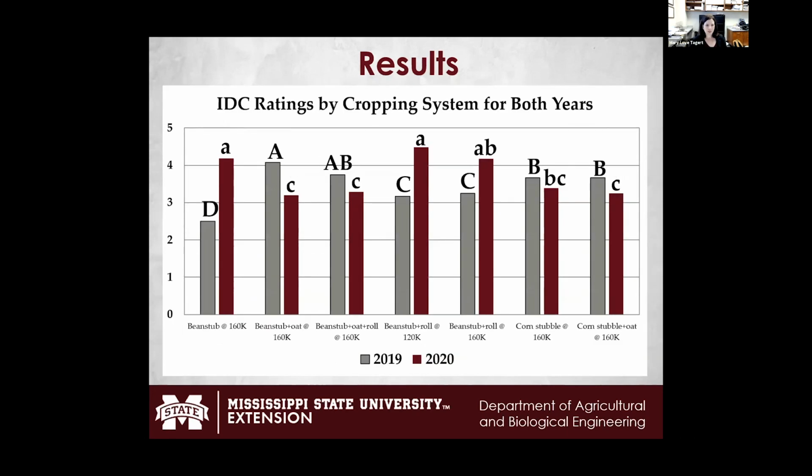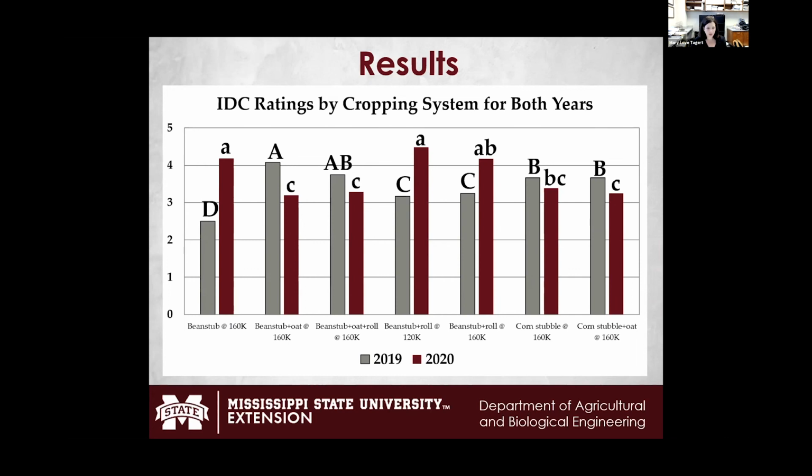So here you can see the results for both years, 2019 and 2020. And the letters here indicate our T grouping for the least squared means, and the treatments with the same letter are not significantly different. And I use capital letters for the 2019 results and lowercase letters for 2020. So these are not measuring differences between years, but differences between cropping systems for each year. So I know it gets a little confusing, but I didn't want to have too many slides.